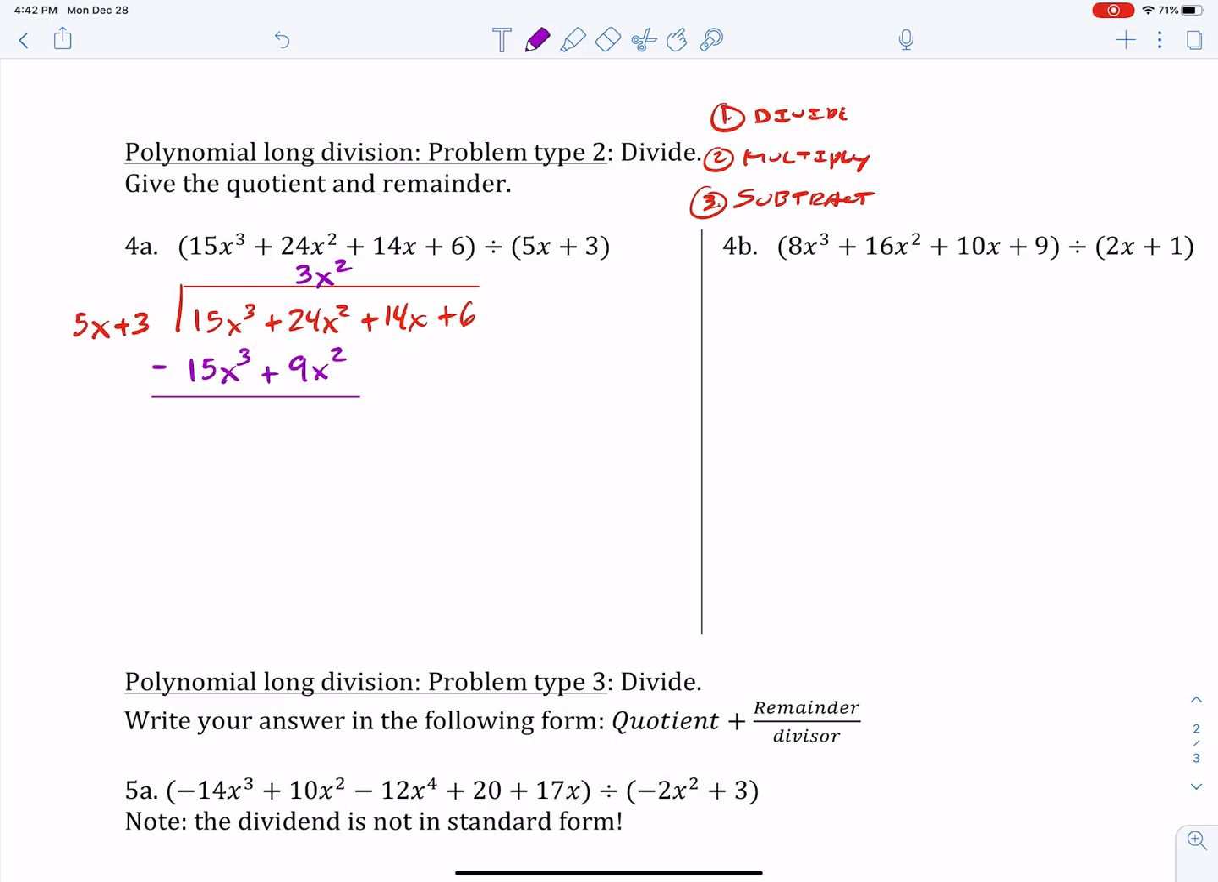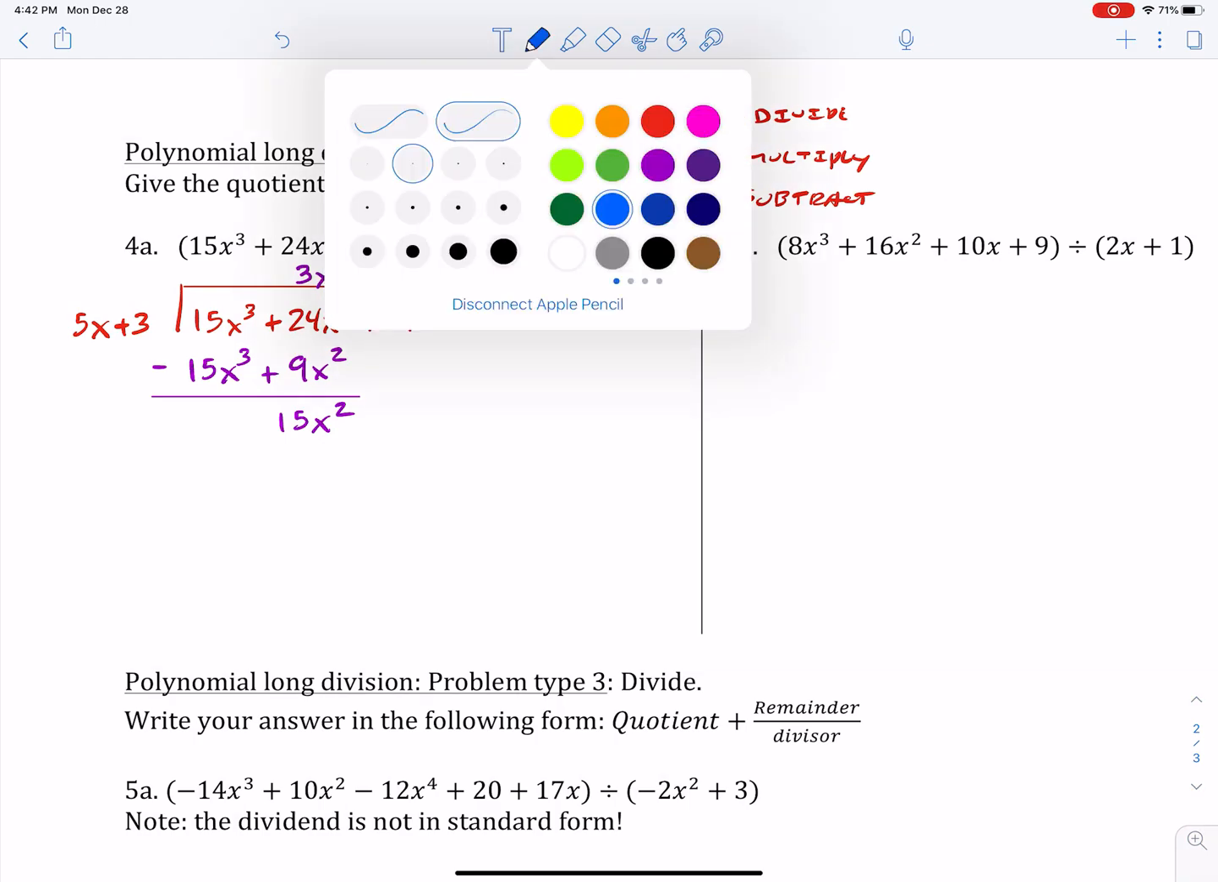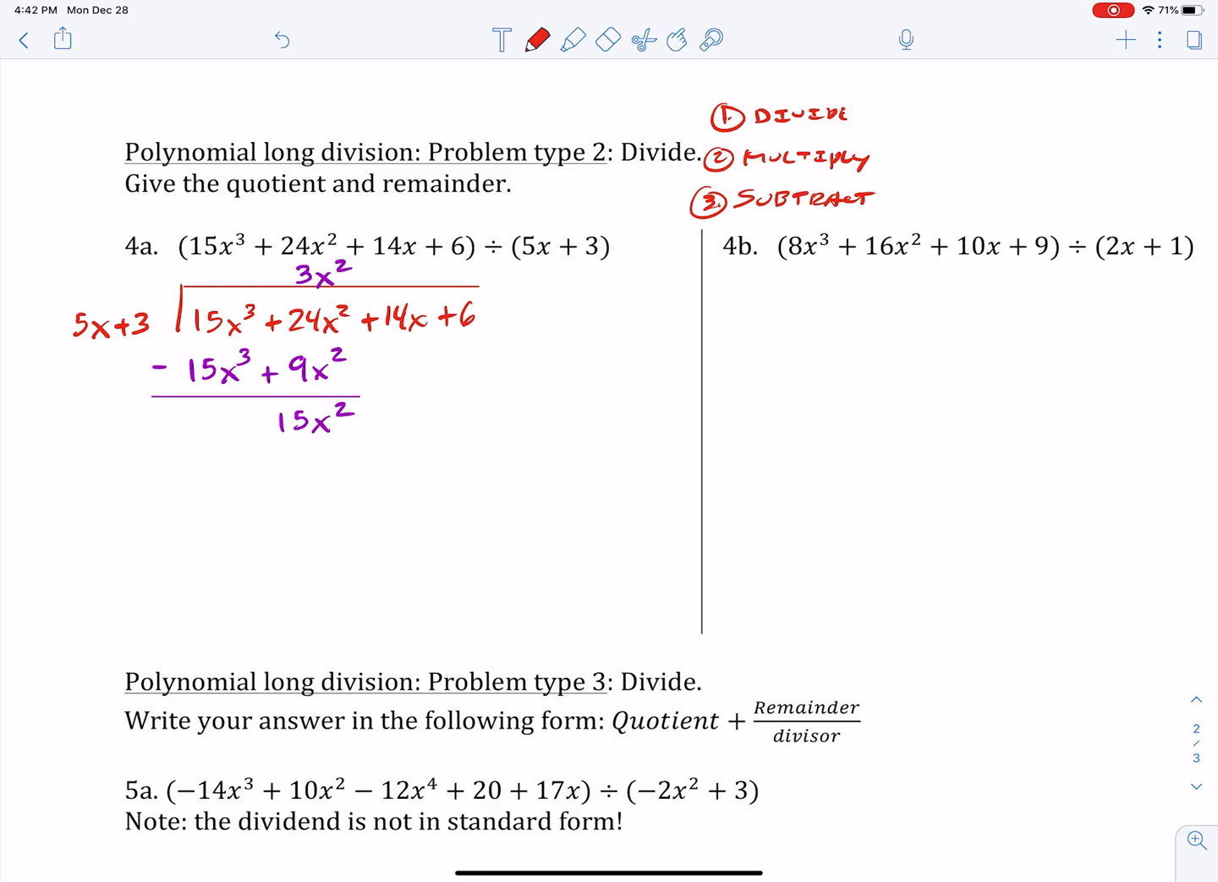15x to the third minus 15x to the third is 0. 24x squared minus 9x squared is 15x squared. Let's use a different color here. Oh, and what I need to do is bring down, and I'll do it in purple, I need to bring down the 14x. Now we've got to do everything over again.